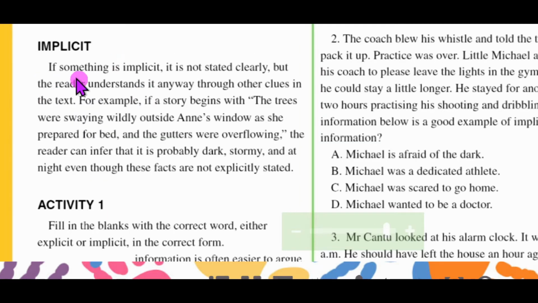Implicit. If something is implicit, it is not stated clearly, but the reader understands it anyway through other clues in the text. For example, if a story begins with, "The trees were swaying wildly outside Anne's window as she prepared for bed, and the gutters were overflowing," the reader can infer that it is probably dark, stormy, and at night, even though the facts are not explicitly stated. So we could infer that it is probably dark because she is preparing for bed, that it is stormy because the trees are swaying outside, and it's at night.